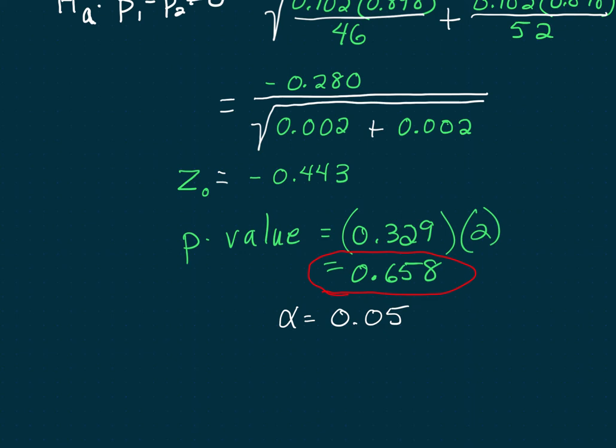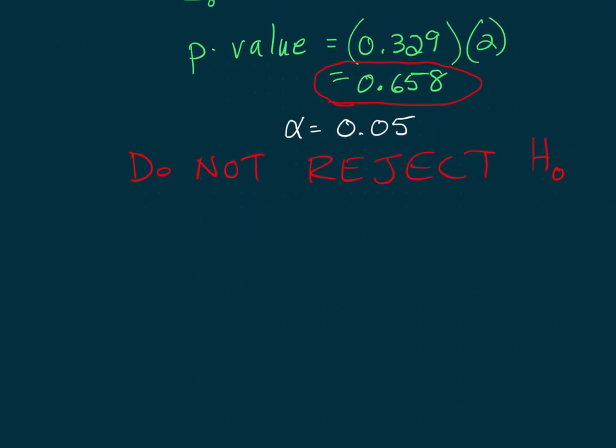So we do not have a tiny p-value. We do not reject the null hypothesis. Do not reject H sub 0. Okay, what does that mean? It means that as far as we can tell, there's no difference between the suppliers. There's no evidence that one supplier is better than another.